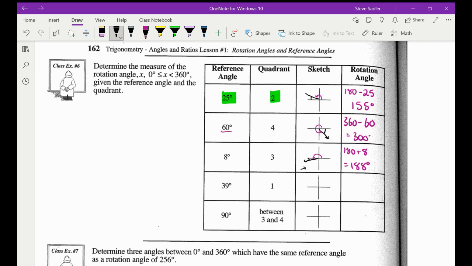39 degrees in quadrant 1, so somewhere like that. The reference angle is right there. The rotation angle is actually going to be the same thing. That one's always a nice one. In quadrant 1, the reference angle and the rotation angle are always the same.